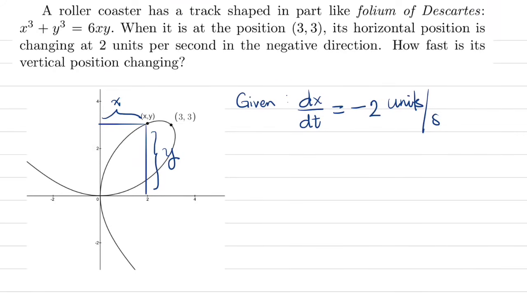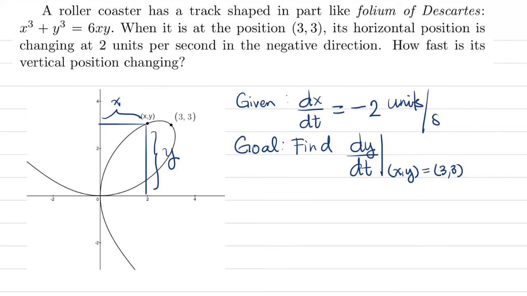So our goal is, again, x is horizontal, y is vertical. So our goal is to find dy dt precisely when it is at the (3, 3) coordinates.